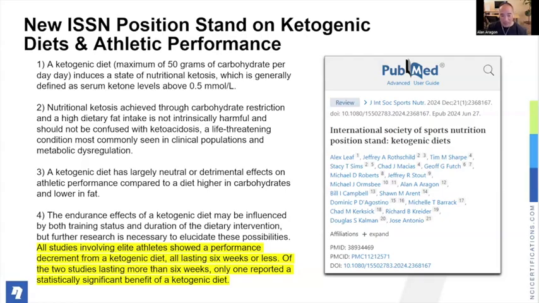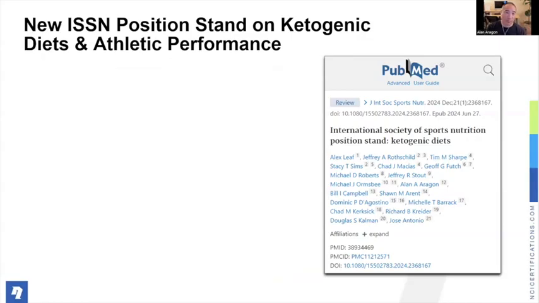So, interestingly, all studies involving elite athletes showed a performance decrement from a ketogenic diet. And this was in studies that lasted 6 weeks or less. Now, of the studies lasting more than 6 weeks, only one reported a statistically significant benefit of a ketogenic diet. So, once again, keto showing performance improvements is kind of like you're looking at a black swan. In other words, an exception.